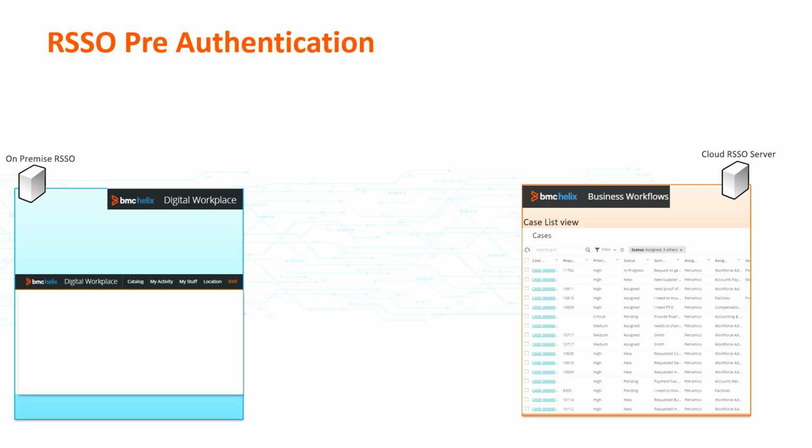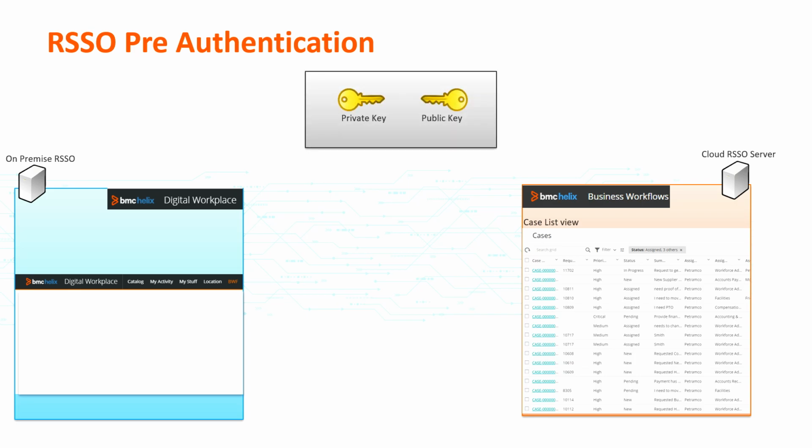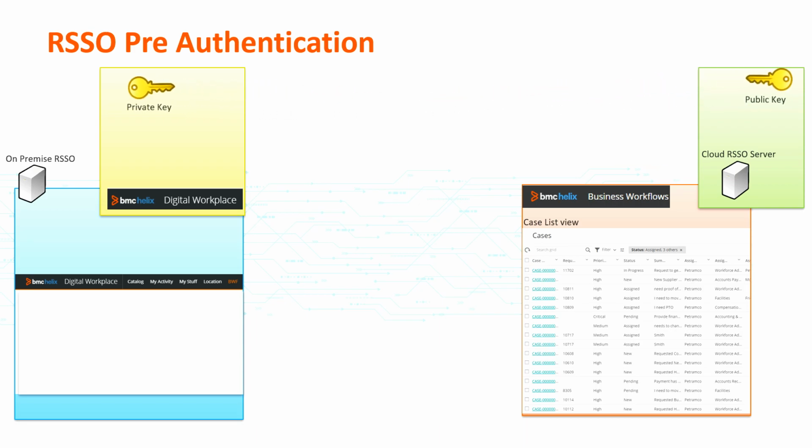So, like a friendship or secret handshake system. How does it work? First, you generate a certificate and you get a private and public key. The private key is going to be saved in digital workplace, and the public key is going to be stored on the distant Remedy single sign-on server on the cloud.